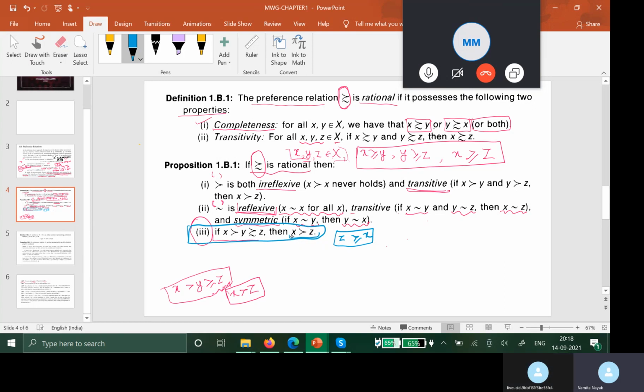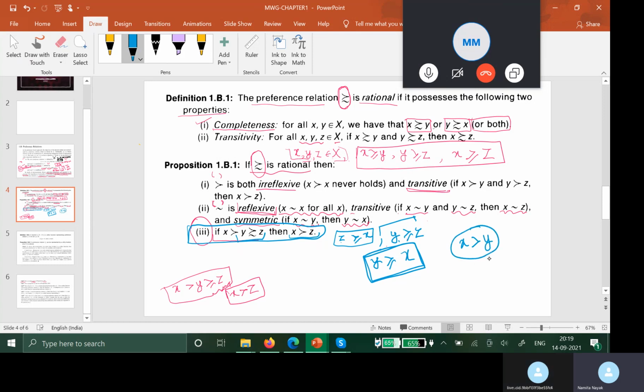So to prove it, let's suppose G is at least as good as X. Then if G is at least as good as X, we already have Y is at least as good as G, correct? So from these two, you can say that Y is at least as good as X, correct? But if this is the case, we have already been given that X is preferred to Y, correct?